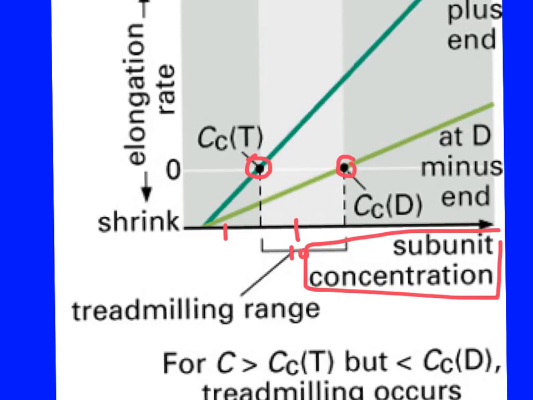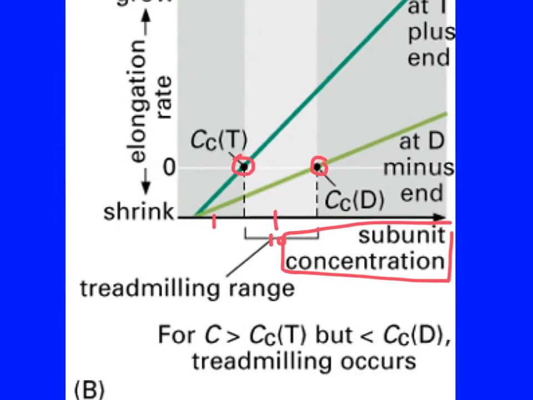Okay, so if I have 10 subunits, I'm above the critical concentration for the plus end, which means I can add to the plus end. Okay, but I'm below the critical concentration for the minus end. So what am I going to do from the minus end? I'm going to take off. So I'm adding, but I'm taking off. And as long as you're between these two, okay, that's called treadmilling. Okay? So we call that treadmilling because you're adding and removing.